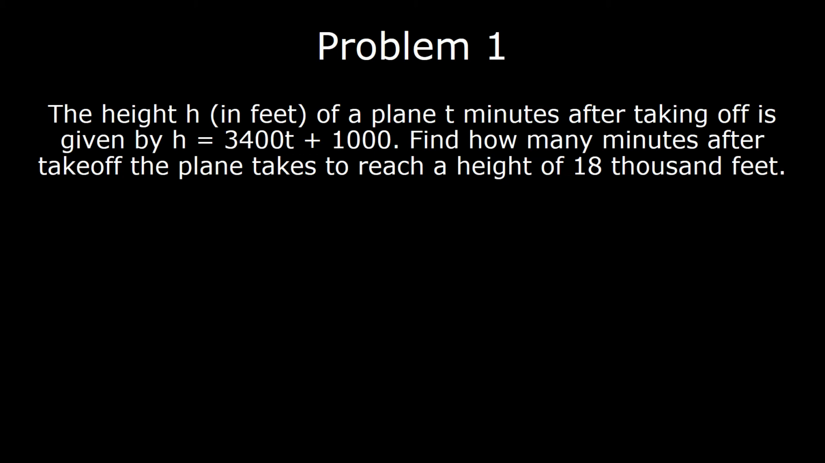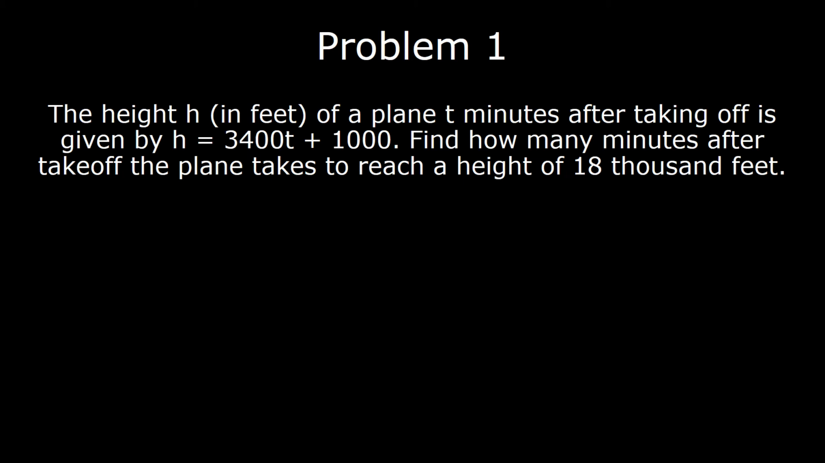Therefore, I can restate this entire word problem as just being solve for t in the equation, not h equals, but 18,000 equals 3400t plus 1000. And now we have got all of the things as constant except one variable. So let's just keep transposing and isolate t.